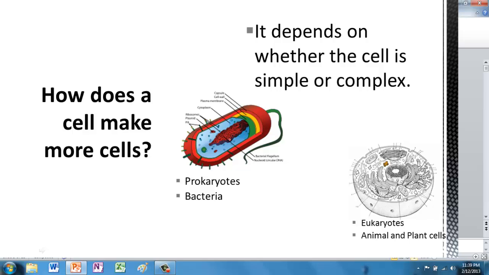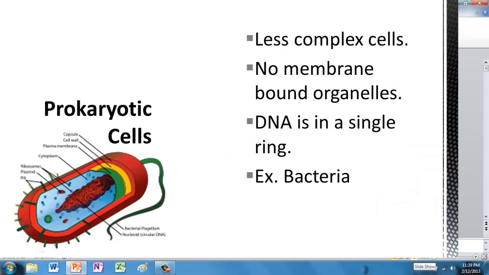But you're going to notice some differences when we compare it to eukaryotes, which are plant and animal cells, which are much more complex. A prokaryotic cell has no membrane-bound organelles. That's one of the key things that makes it a prokaryotic cell. So what that means is that instead of having the DNA inside a nuclear membrane in the nucleus, a prokaryotic cell doesn't have a nucleus.